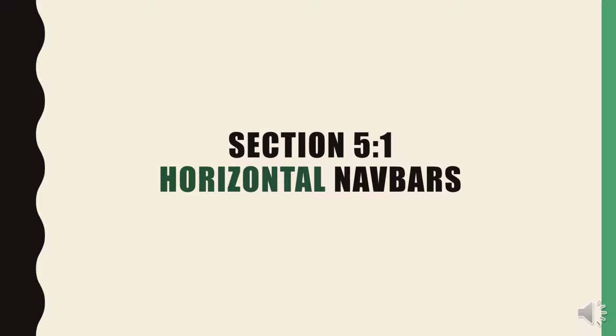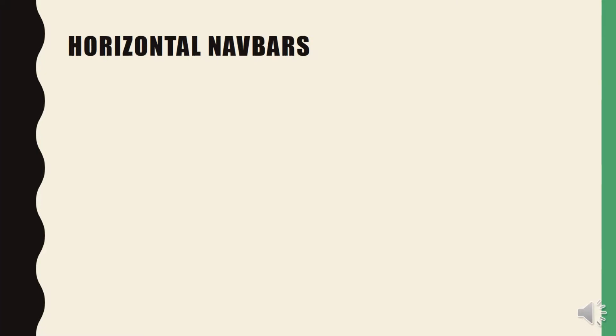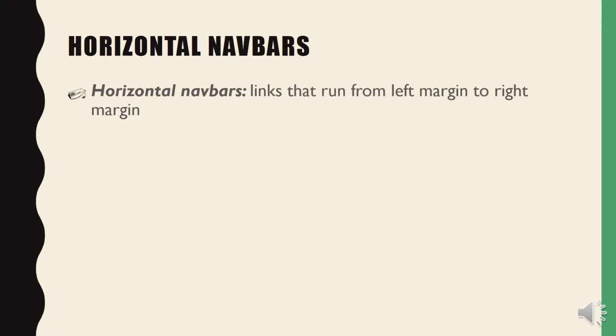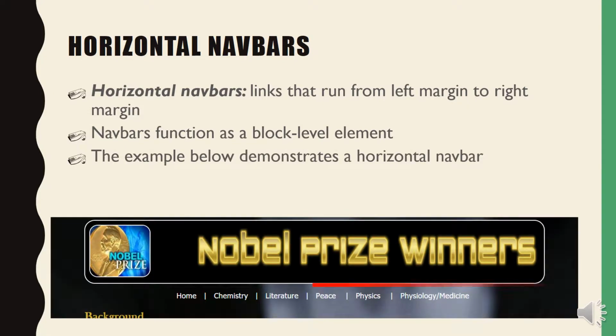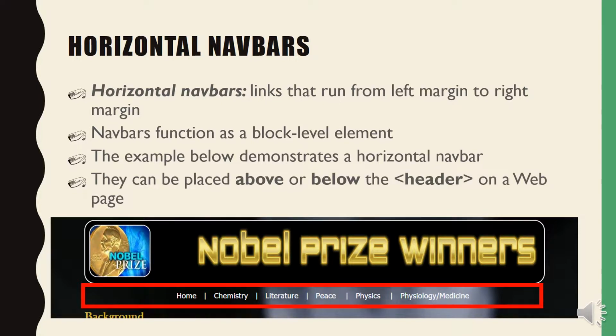Section 5-1, Horizontal Nav Bars. A horizontal nav bar is links that run from left margin to right margin. Nav bars function as a block level element. The example below demonstrates a horizontal nav bar. They can be placed above or below the header, which contains the masthead on a web page.